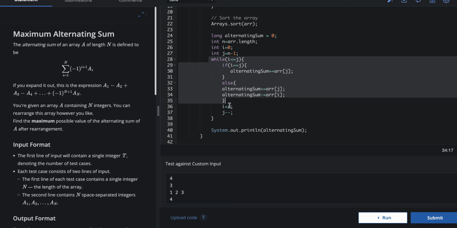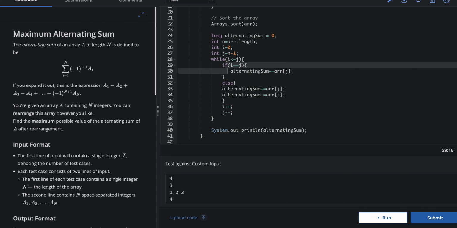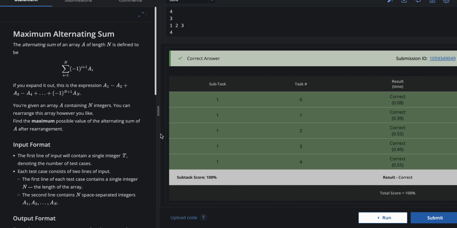And while i is less than j, I am just adding j and subtracting i, right? And for the condition, if i is equal to j, as we have seen in the earlier case, when i is equal to j we will just add it to the alternating sum as plus, right? In every other case, we take j as plus and i as negative. And we will do i plus plus and j minus minus, and then we will print System.out.println alternating sum, right? And you can see all the test cases are passing.